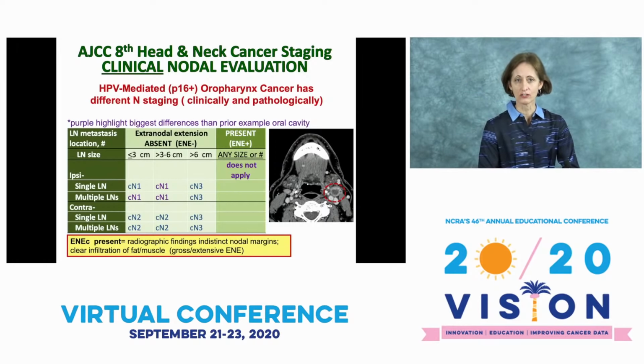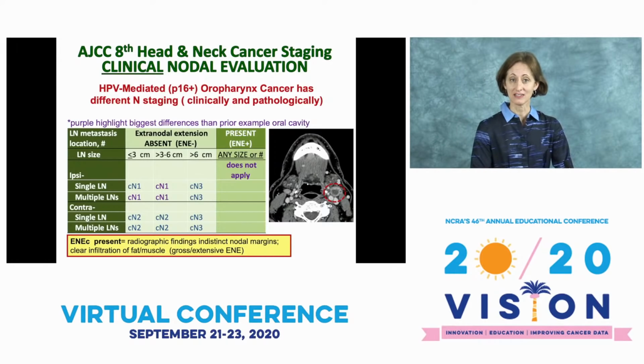We've simplified ours just to the size of the lymph node for the clinical determination, as well as then whether it's ipsilateral or contralateral. And so it's a very simplified chart here, and we see that even if there are multiple nodes, clinically it would be an N1.